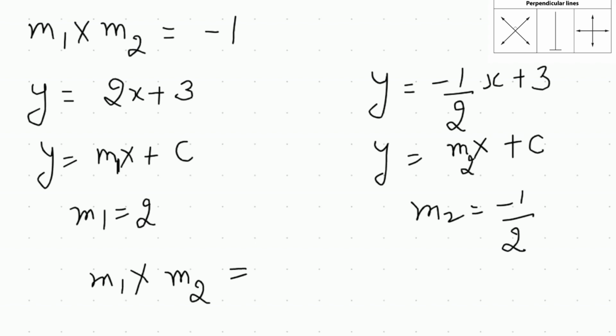So I'll use the condition, which is the multiplication of the two gradients of the lines. If it is equal to -1, that means those lines are perpendicular. So just multiply it and let's see. If I solve this, I'll get -1. That means these two lines are perpendicular to each other.